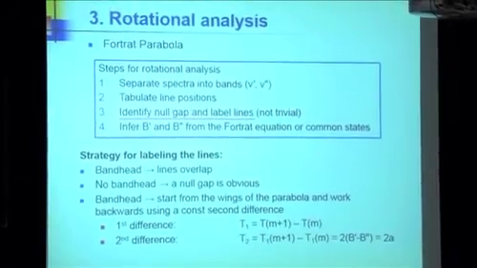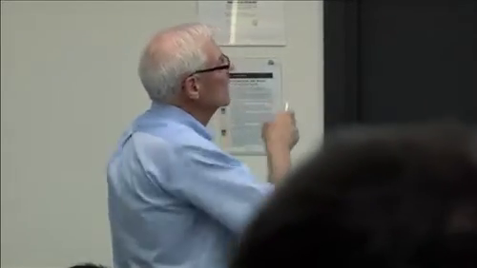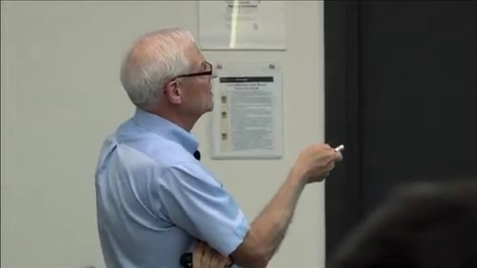You're going to be given a section of spectrum. There's going to be like 20, 30 lines. You don't actually know anything except that they're part of one band. You want to interpret it to see if you can get B prime and B double prime. So first of all, you have to separate the spectrum into a band. It doesn't make any difference really what band it is. You tabulate the positions, you identify the null gap, and you begin to label these lines. This is not trivial. But once you've done it, you can infer B prime and B double prime.